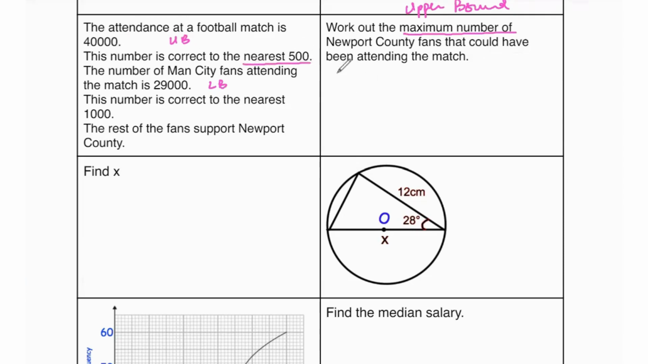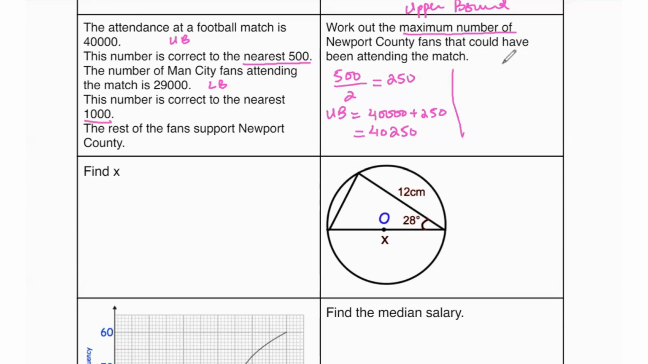So to calculate the upper bound of the total attendance, we divide the degree of accuracy by 2. 500 is the degree of accuracy. So we'll do 500 divided by 2, which is 250. So now to get the upper bound of the total attendance, we will add 250 to 40,000. So that's going to be 40,250.